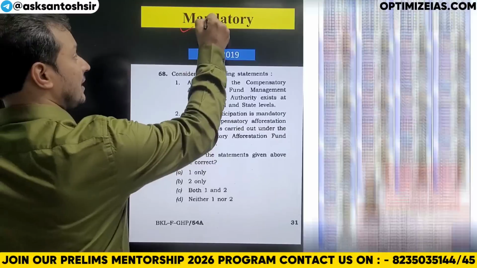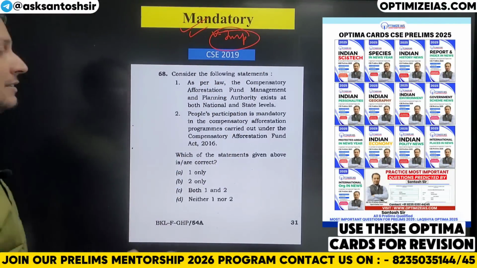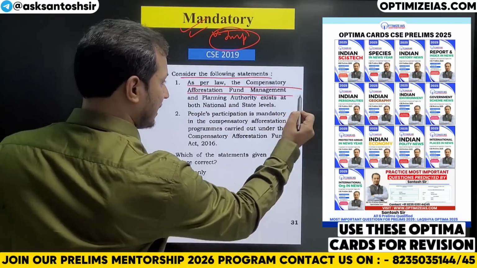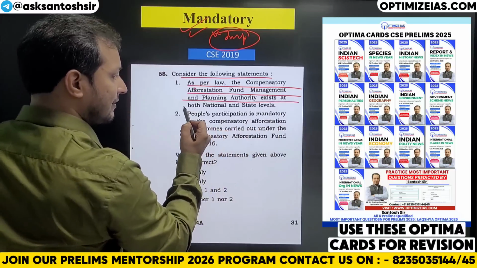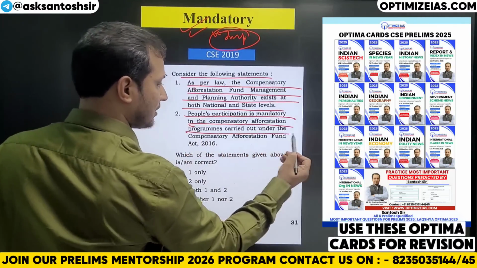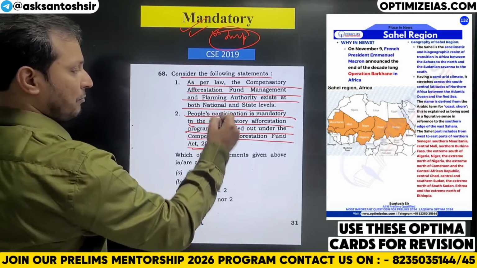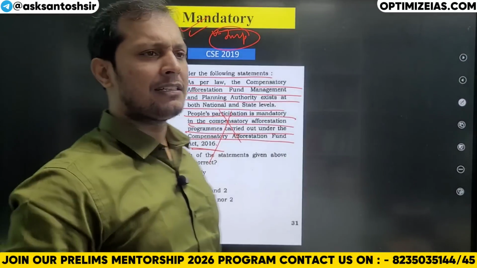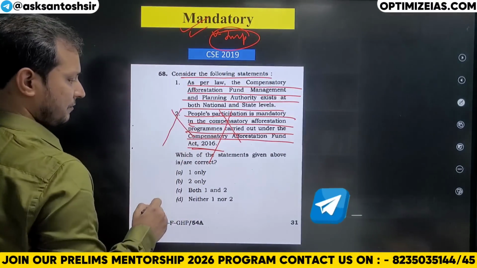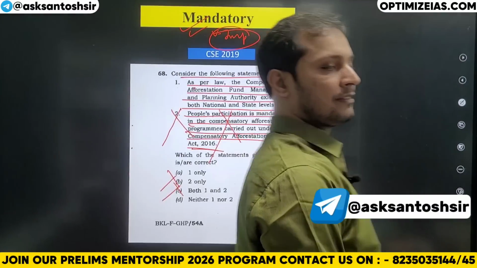Next, "mandatory", again very important, used by UPSC multiple times. Whenever they say, consider the following statements. As per the law, compensatory afforestation management and planning committee authority exists at national and state level. People's participation is mandatory in the compensatory afforestation carried out under the Compensatory Afforestation Fund Act 2016. Mandatory. People's participation is mandatory. Always, always, that is an incorrect statement. Always it is an incorrect statement.